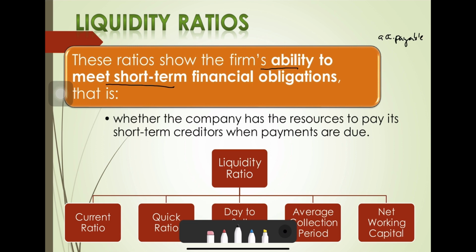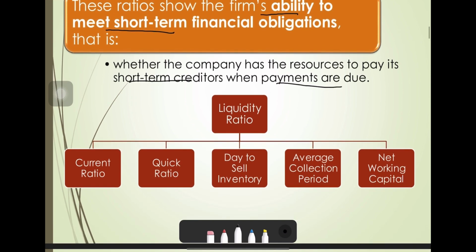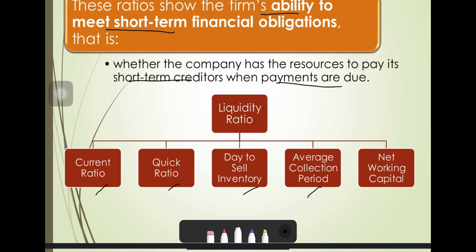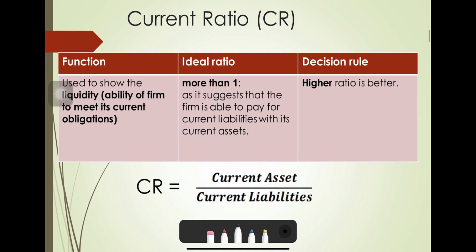So whether the company has the resources to pay its short-term creditors when payments are due. Okay, so that's the purpose of calculating the liquidity ratio. So there are many kinds of liquidity ratio. To check the liquidity of the company, we can calculate the current ratio, quick ratio, days to sell inventory, average collection period, and also the net working capital. Okay, now let's have a look at the ratios one by one.